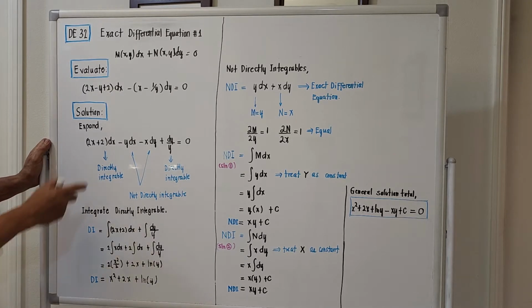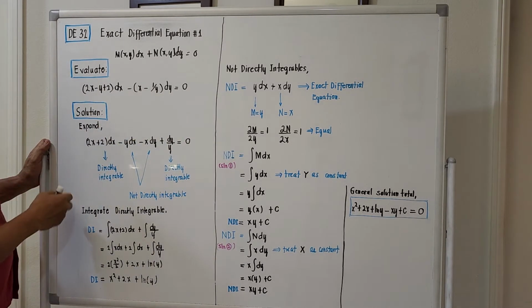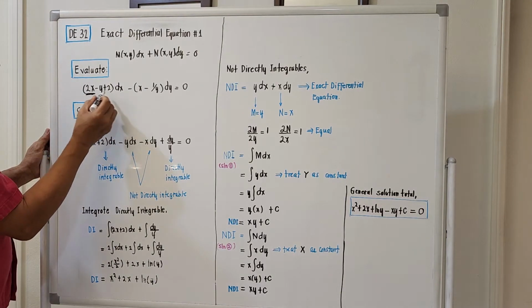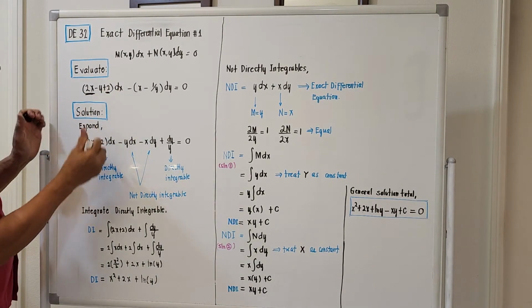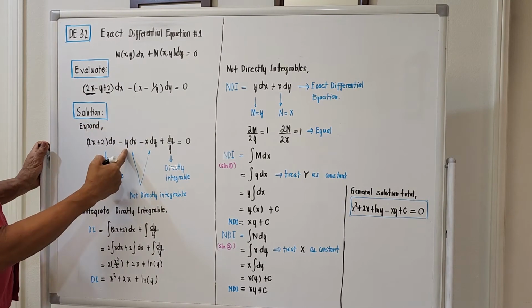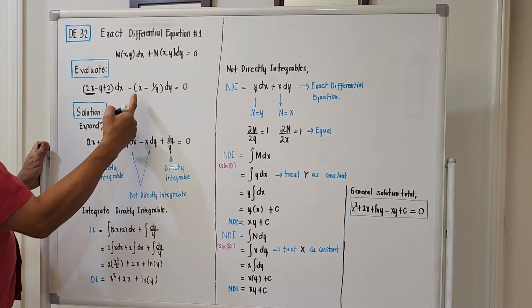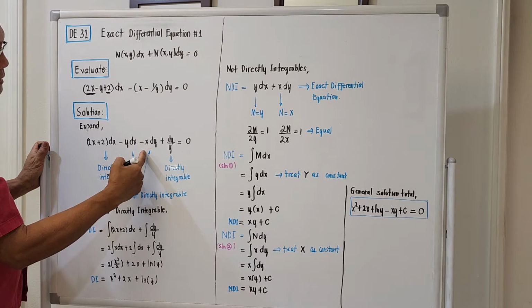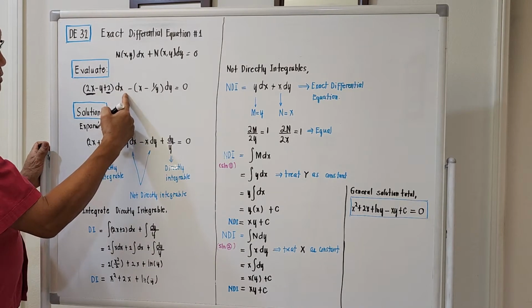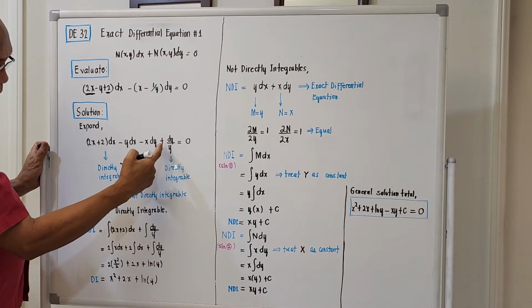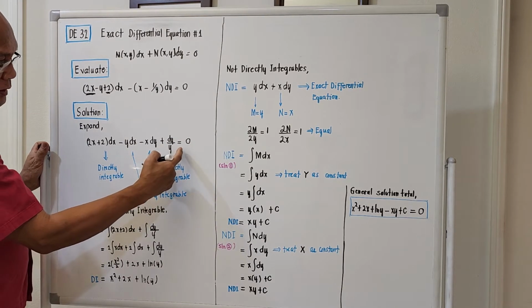Expand. If we try to expand, this 2x plus 2, we combine it as 2x plus 2 times dx, minus y dx. And if we try to multiply, this will be minus x dy. This is minus 1 over y dy, which will become plus dy over y equal to 0.